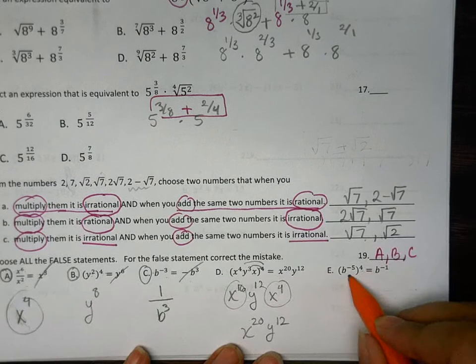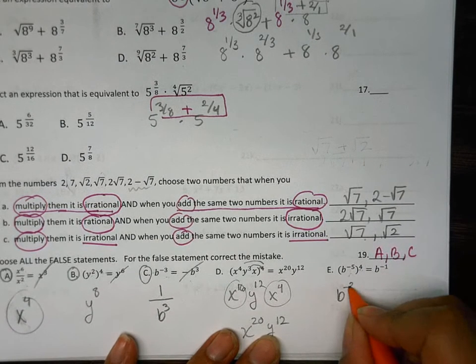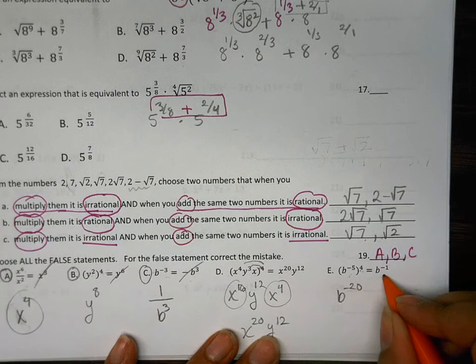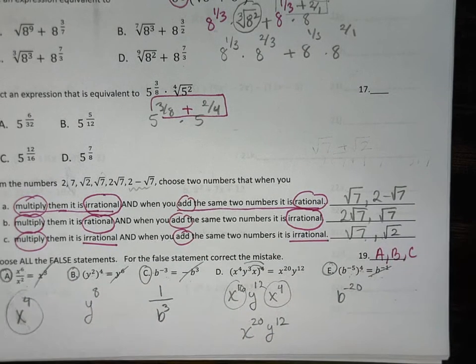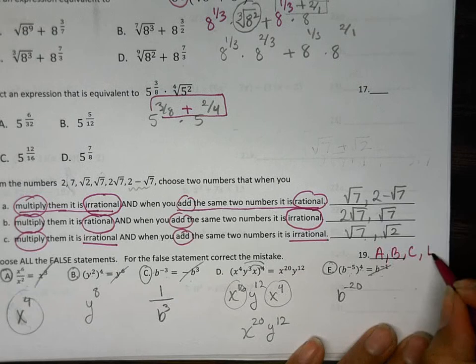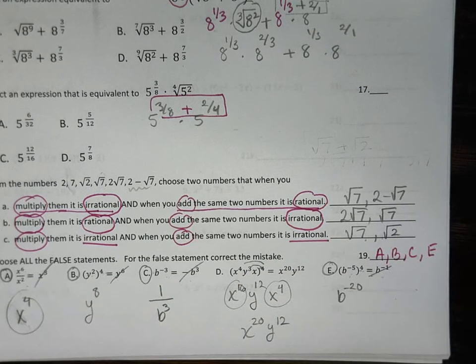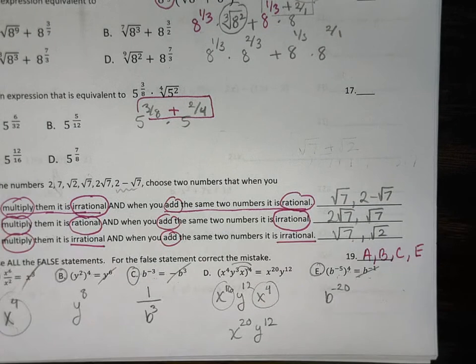What do I do with the power to a power? Multiply. And what's negative 5 times 4? And is that equivalent to b to the negative 1? No. What mistake did the kid make who did this one? He added the exponents. Negative 5 plus 4 is negative 1. And is it negative 1? No, you multiply. All right, questions on that one?